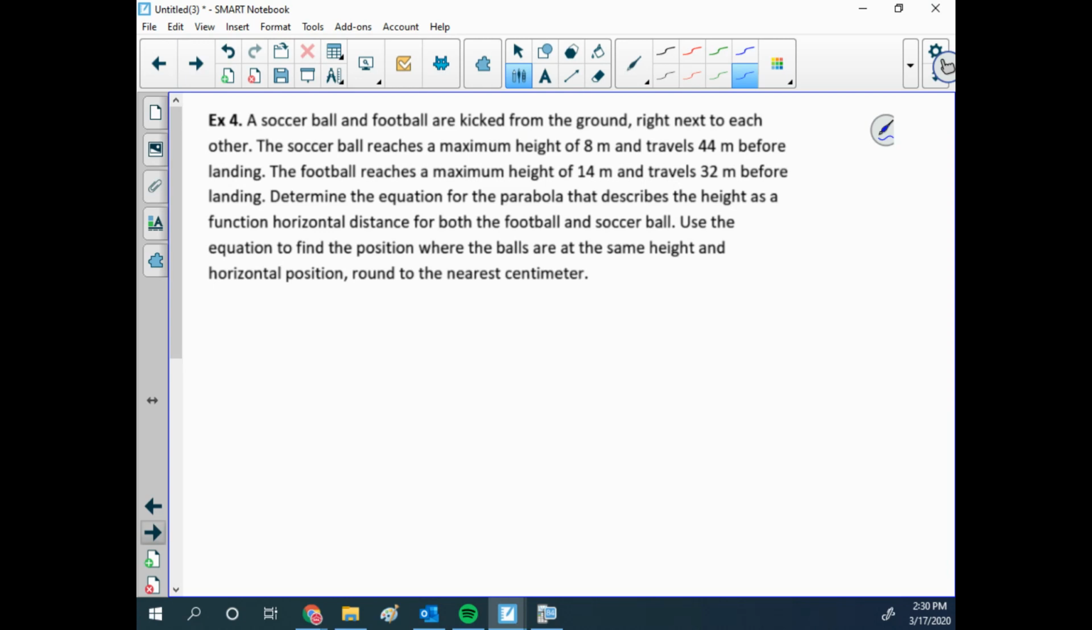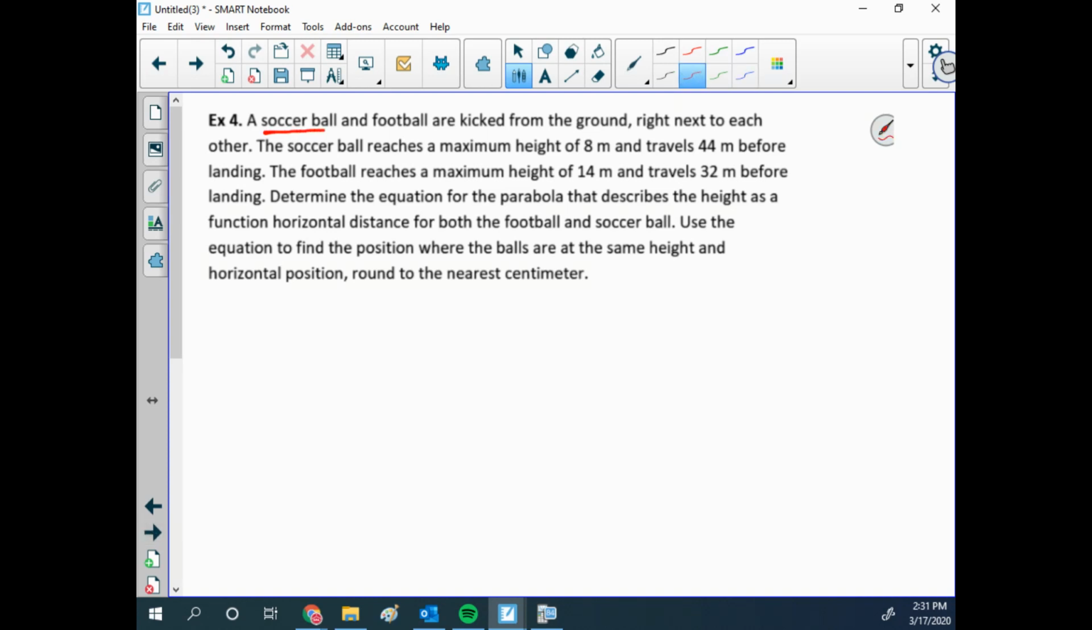It says a soccer ball and a football are kicked from the ground right next to each other. The soccer ball reaches a maximum height of 8 meters and travels 44 meters before landing. A football reaches a maximum height of 14 meters and travels 32 meters before landing. Determine the equation of the parabola that describes the height as a function of the horizontal distance for the football and the soccer ball, and use the equation to find the position where the balls are the same height and horizontal position. So let's divide up the information.